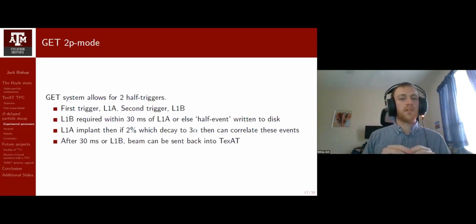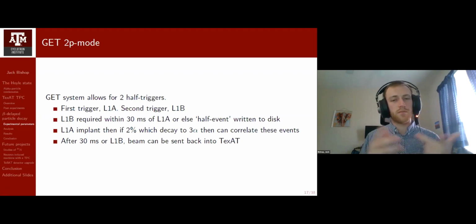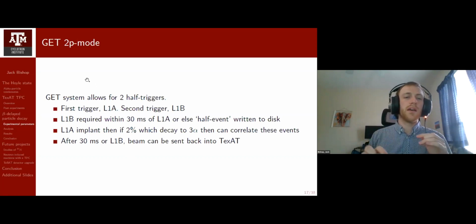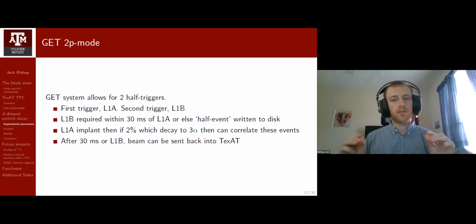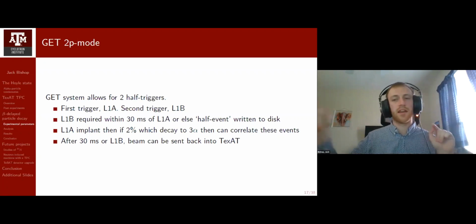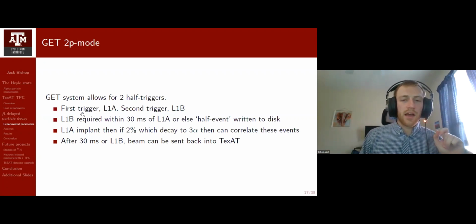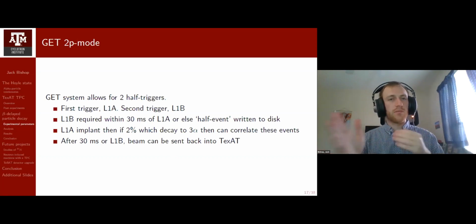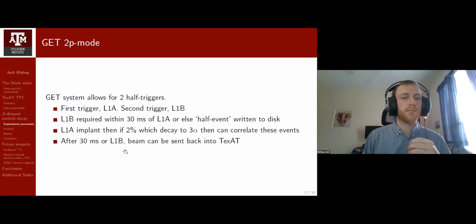The second trigger is going to correspond to the decay of carbon-12, potentially the Hoyle states. The way we have our system set up, we require this second L1B decay trigger within 30 milliseconds of the implant, or else we say, okay, this isn't going to decay the way we want, and we save that half event to the disk, and we send the next beam through. If we have the L1A implant, then 2% of these, we expect to see these 3 alpha decays, and by making sure that the two correlate with one another, we can really make sure that we're fulfilling our role of doing this one at a time spectroscopy.